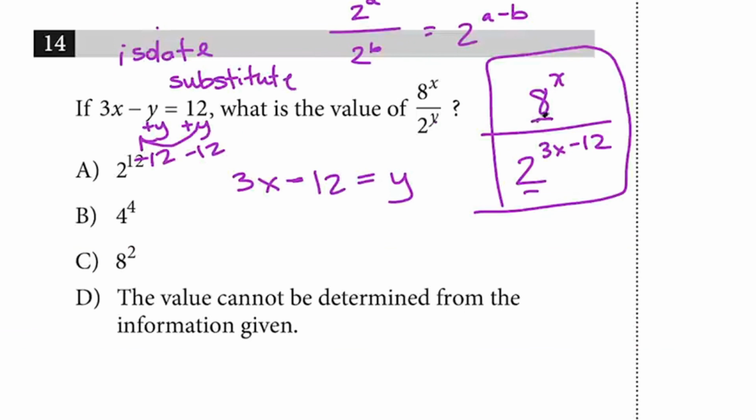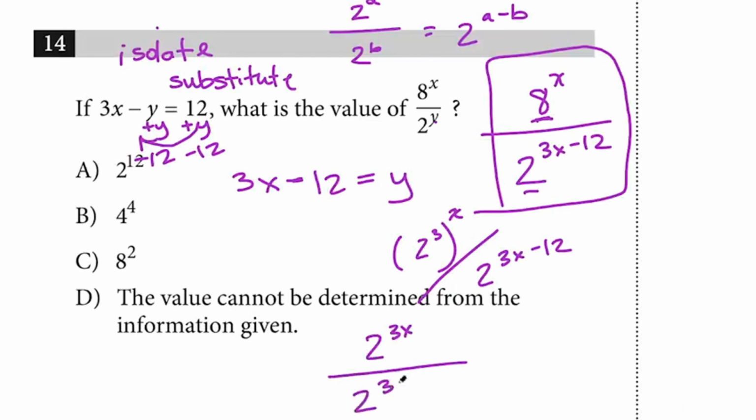So here's how we do this. I'm going to put this in terms of 2. So that's going to be 2 to the 3rd, quantity, to the x on the top, and that's going to be over 2 to the 3x minus 12. And you see here, this just simplifies to 2 to the 3x, and then that's over 2 to the 3x minus 12. And then all I have to do is this: a over b, I do a minus b. So I'm going to do 3x minus that, and I get 2 to the 3x minus 3x minus 12.